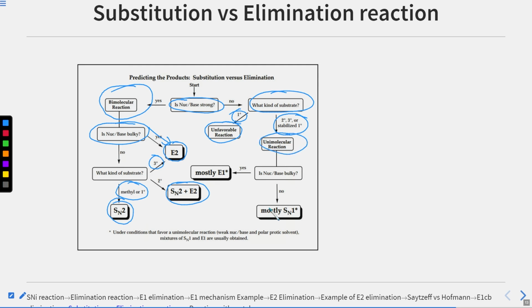Now if the nucleophile is again bulky, then it will give E1. And if it is not bulky, it will give SN1. So this is a very good chart. You can solve some questions using this chart and it will feel very good. I have used this chart too, and believe me, this is very helpful.